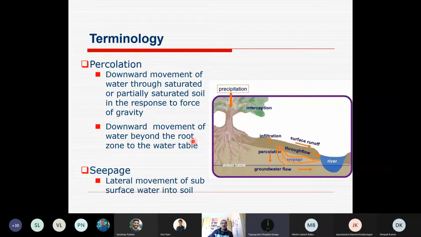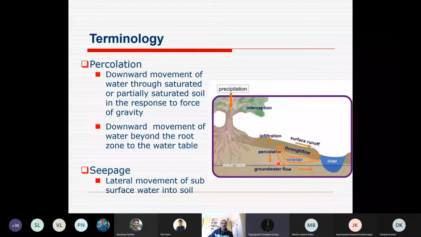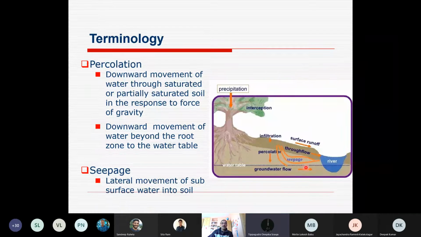Downward movement of water beyond the root zone to the water table is basically called percolation, downward percolation, or deep percolation once it meets the groundwater. And then comes the second condition, seepage. So lateral movement of subsurface water in the soil, that is seepage.